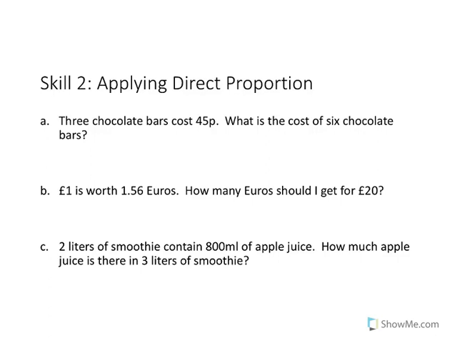So if we know 3 chocolate bars cost 45 pence, that means 6 is going to be double that amount, so it will cost 90 pence.